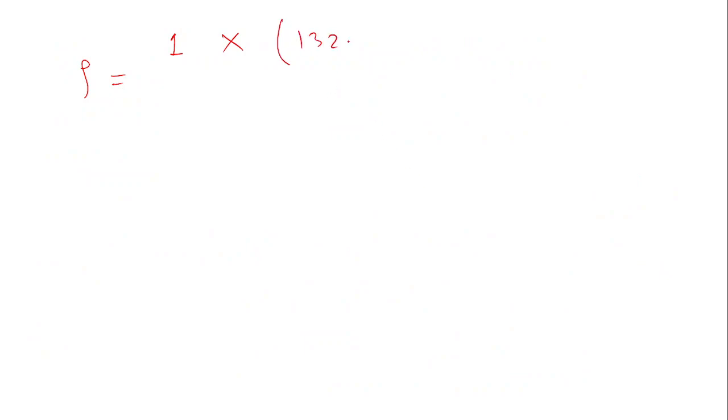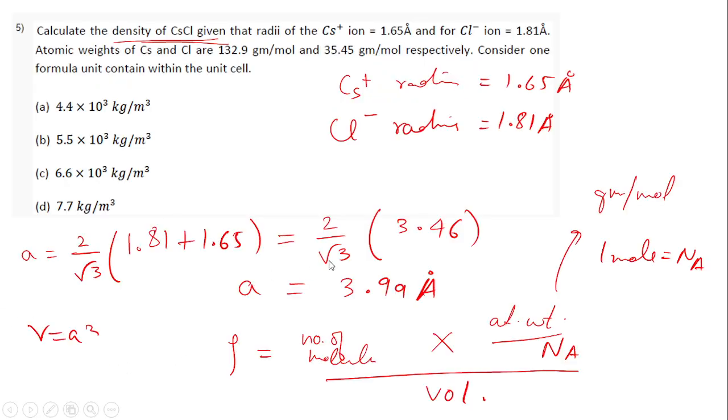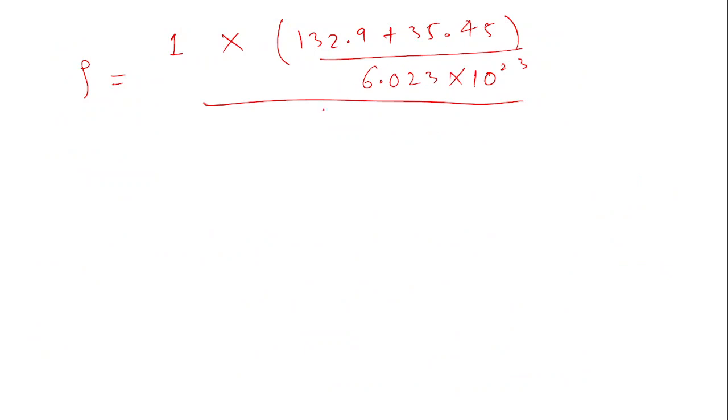So 132.9 plus 35.45, and these things are in gram per mole. So to get per atom, we'll divide by Avogadro number, which is 6.023 times 10 to the power 23, divided by A cube, and A is 3.99 angstrom. So A cube will be 3.99 this whole cube, and also angstrom, when I put it into meter, 1 angstrom is 10 to the power minus 10, so cube of this also.